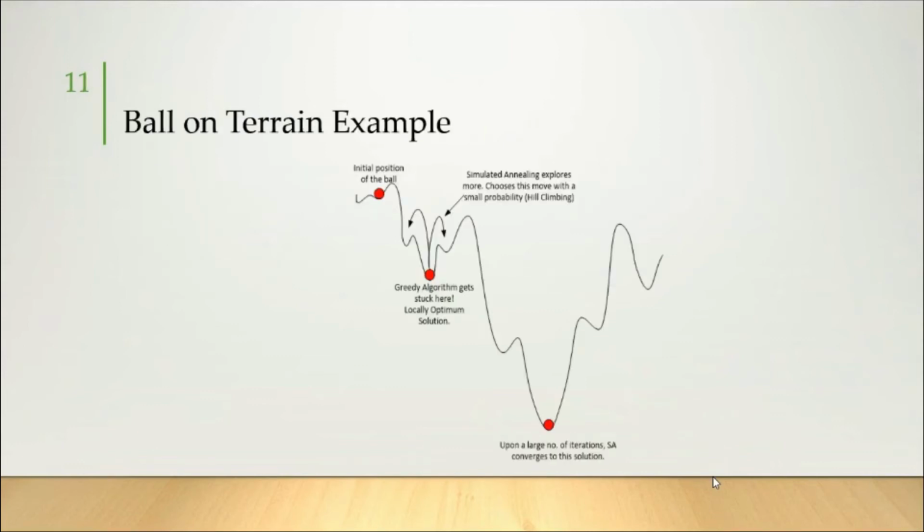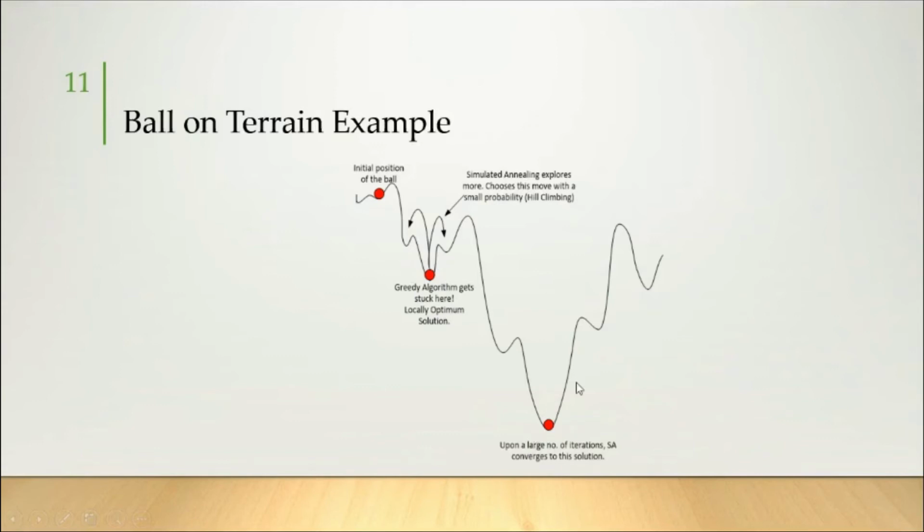So this is a type of problem, that is the ball on terrain example. There is a ball and it is moving downwards. If it goes like a hill climbing search, then it will get stuck at this point, or somewhere here or somewhere here. It can get stuck at this position. Why? Because it cannot find a way to escape from this position.